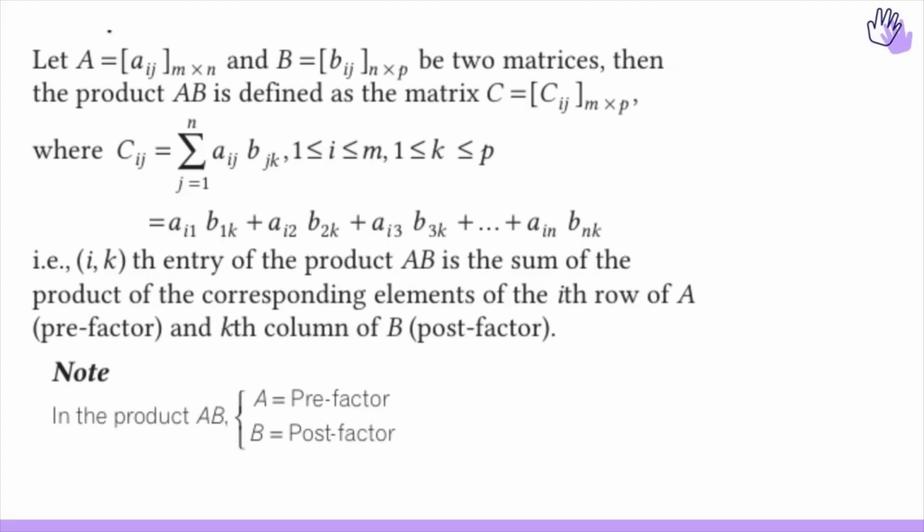With j equal to 1 to n. So that is equal to Ai1 B1k plus Ai2 B2k plus Ai3 B3k, and so on till Ain Bnk. So the first, second, third elements of the ith row of A are being multiplied by the first row kth column, second row kth column, third row kth column of B. That is, the ikth entry of the product AB is the sum of the products of the corresponding elements of the ith row of A, that is the prefactor, and the kth column of B, that is the postfactor. So remember, whenever you take the product AB, A will be the prefactor, B will be the postfactor.